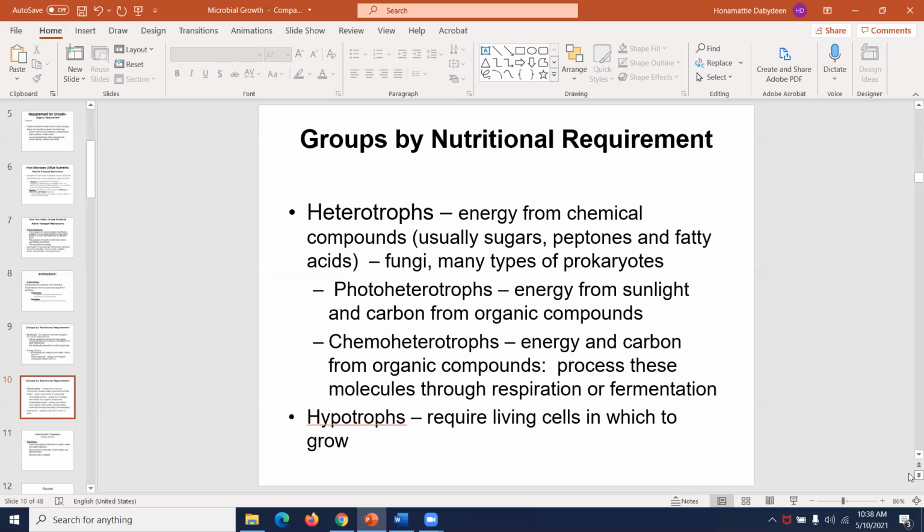Chemoheterotrophs get energy and carbon from organic compounds, and they will process these molecules through respiration and fermentation. We'll talk about that later on. I put the word hypotroph there because we did talk about that in the previous lecture, where some organisms are not only heterotrophic, but they require living cells in which to grow. So maybe I consider them a subgroup of heterotrophic organisms.